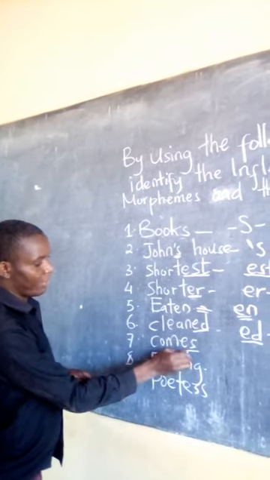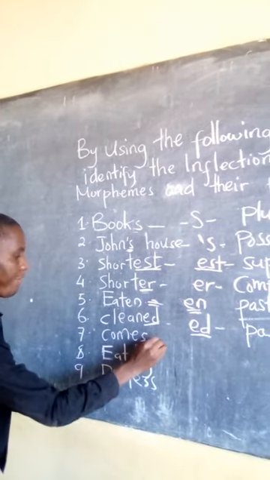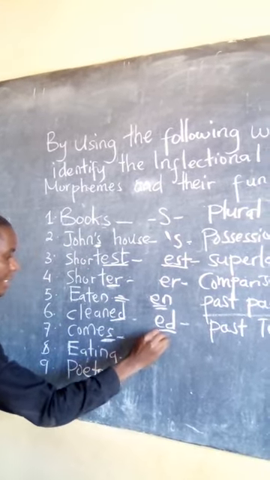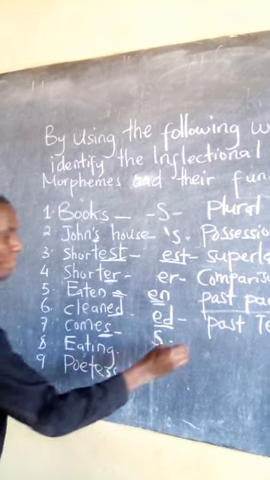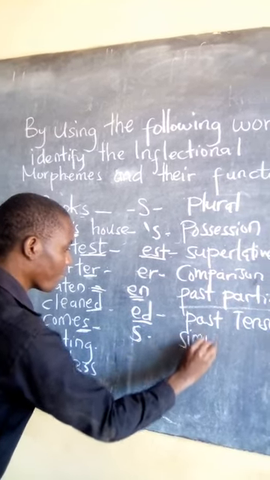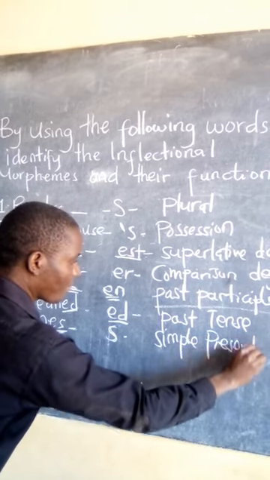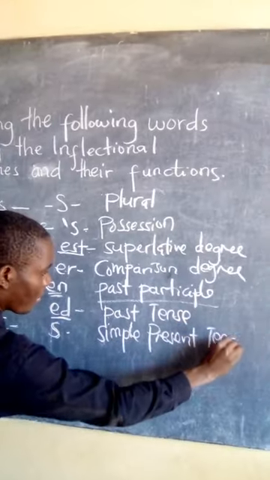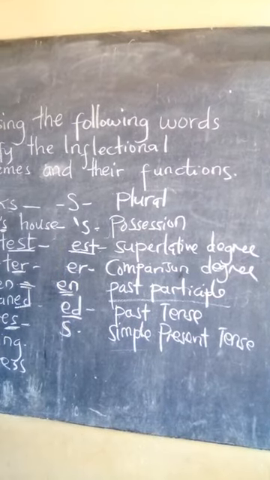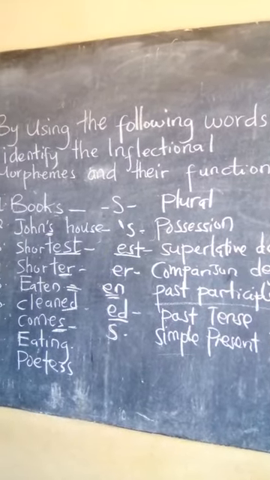We have another word which is comes. The inflectional morpheme here is s. It shows simple present tense, with third person singular pronouns.